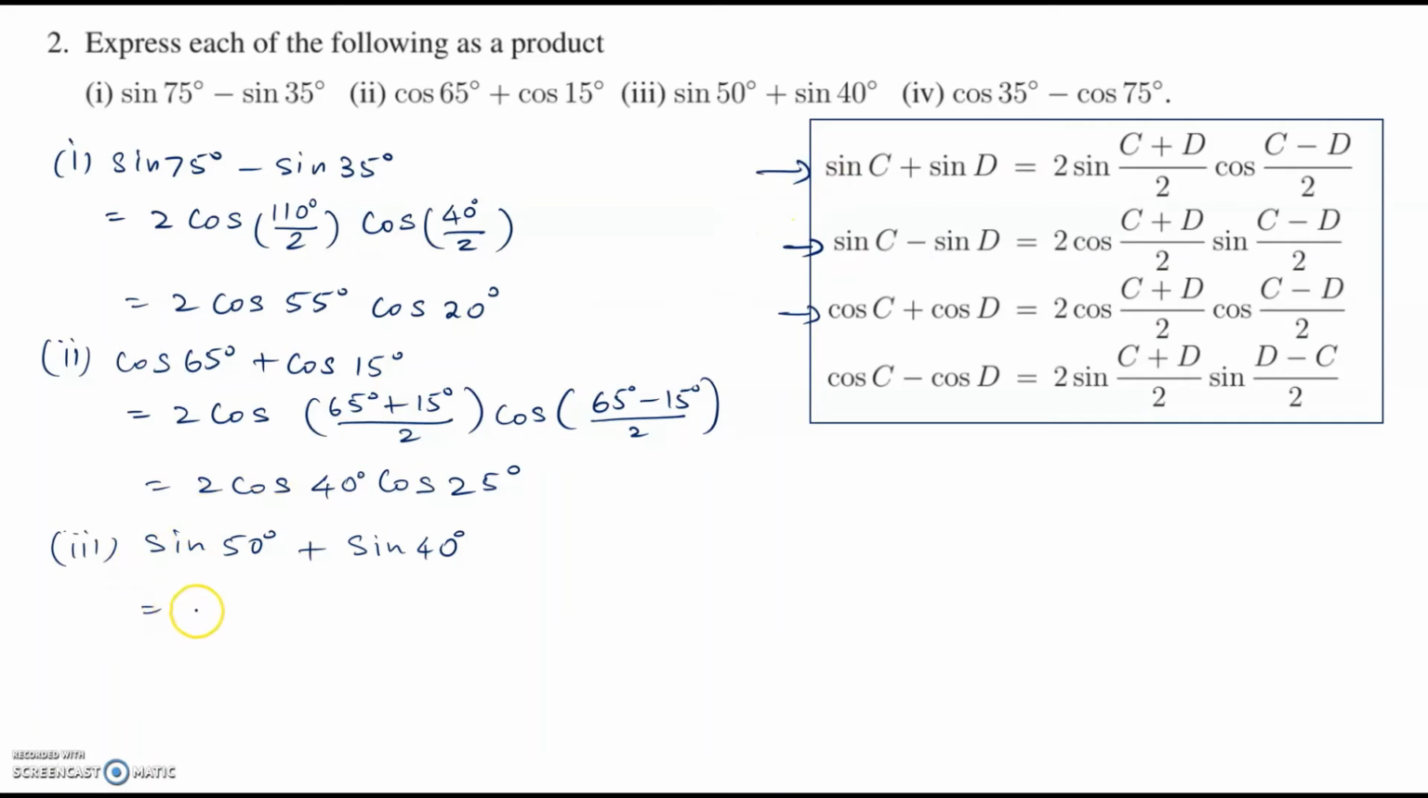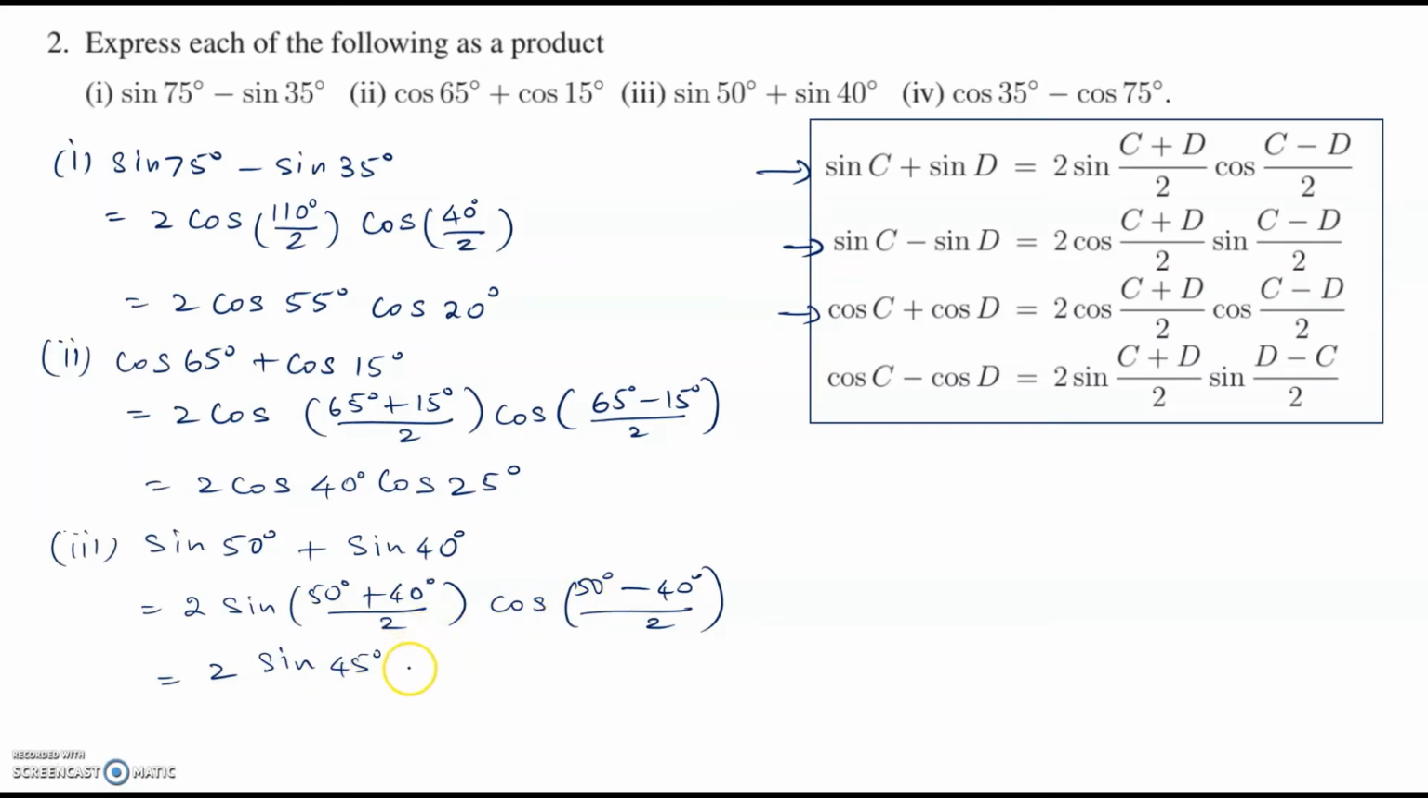So that's equal to 2 times sine of (50 degrees plus 40 degrees) divided by 2, into cos of (50 degrees minus 40 degrees) divided by 2. So that's equal to 2 times sine 90 by 2, which will be 45 degrees, and 10 by 2 will be 5 degrees, cos 5 degrees.